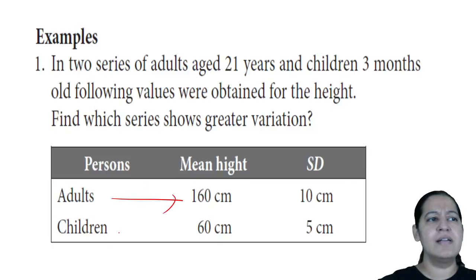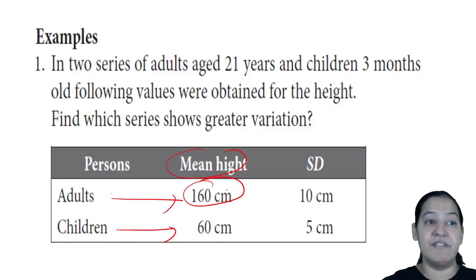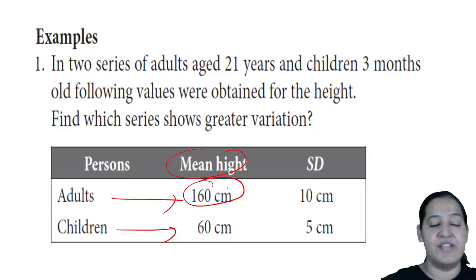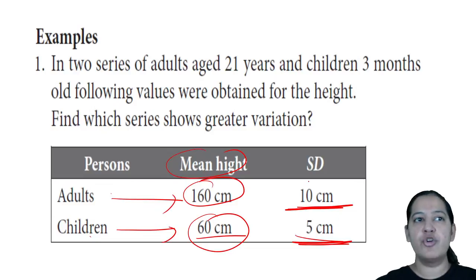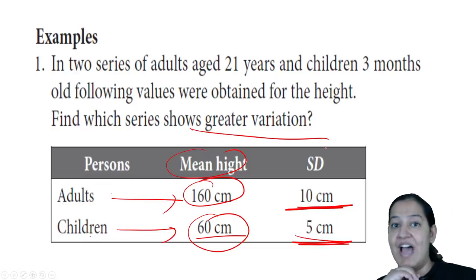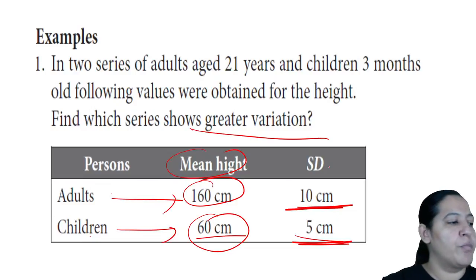You can see there are adults and there are children. In adults, the mean height is 160 centimeter. My height is 153 centimeter. Maybe you are 157, 160, whatever height you are having. Children have a mean height of 60. The standard deviation in adults is 10, and the standard deviation in children is 5. Which group is having more variation? Calculate COV for both of them.